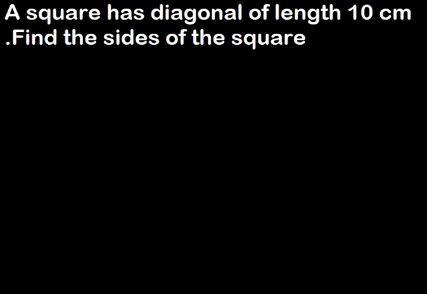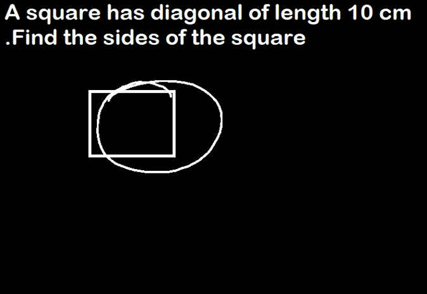So now let's say this is the question. A square has a diagonal of length 10 centimeter. Find the size of the square. So in this case, you should know what is a square. If we are saying a square, it is a four-sided figure with the similar sides. That's what you call a square. So in this case, this is a typical square.